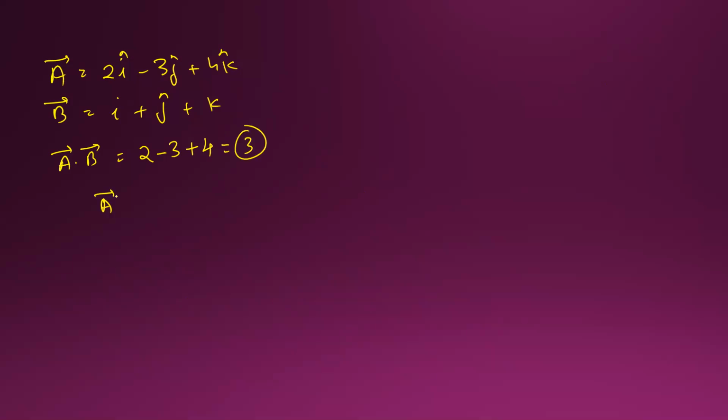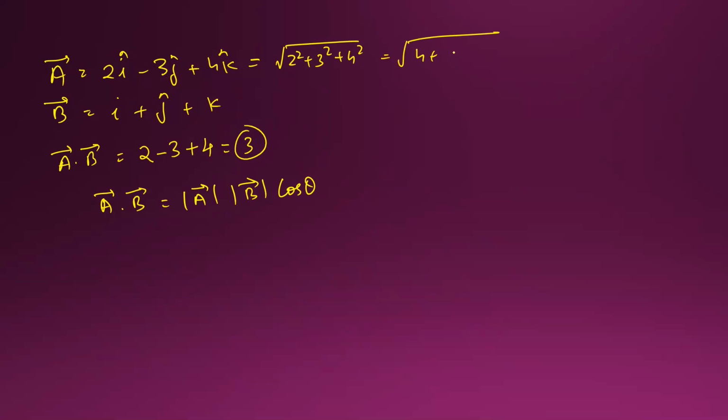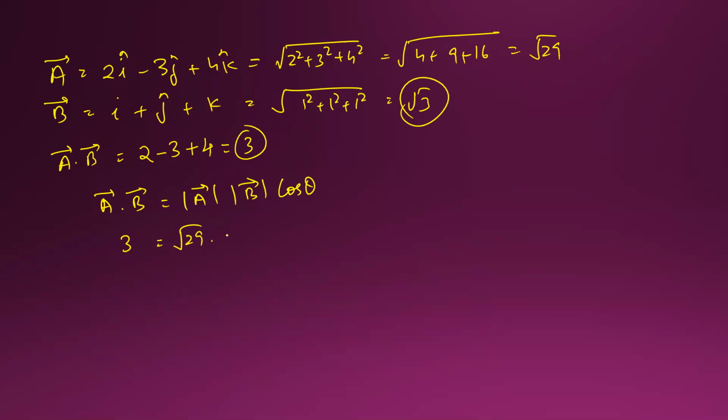So A dot B is equal to mod of A, mod of B, cos theta. This is the only value. So what is the magnitude of A? This is 2 square plus 3 square plus 4 square. So the value will be 4 plus 9 plus 16, that is root 29. Here this will be 1 square plus 1 square plus 1 square, and the value will be root 3. So just place A dot B as 3 over here.